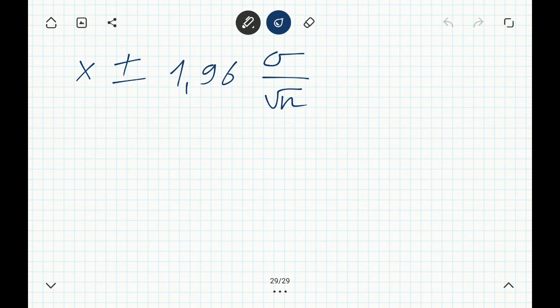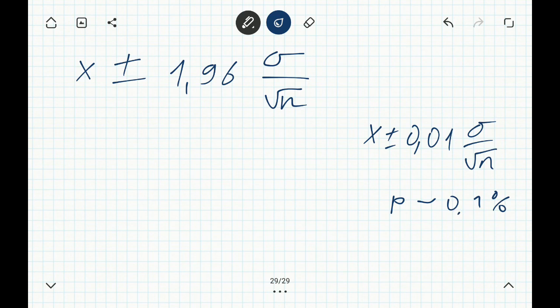So you can do something like x plus or minus 0.01 sigma over square root of n. And then your p would be very small. I don't even know how small it will be. Maybe somewhere around 1%, or maybe 0.1% or 0.01%. So it's as good as saying I don't know, right? And if you want to say I know with any level of confidence, then you need to choose wider intervals.